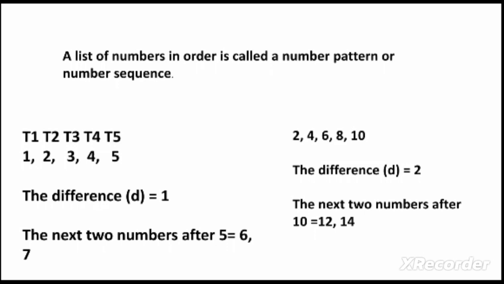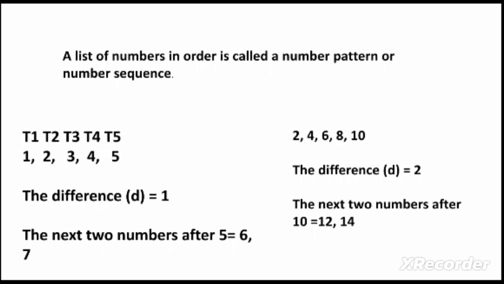So let's look at the following sequence: 1, 2, 3, 4, 5. 1, it is the first term. 2, the second term. 3, third term. 4, fourth term. 5, fifth term. So first term is written as T1, second term T2, third term T3, fourth term T4, fifth term T5. 2, 4, 6, 8, 10. 2, that is the first term which is T1, 4 T2, 6 T3, 8 T4, and then 10 T5.